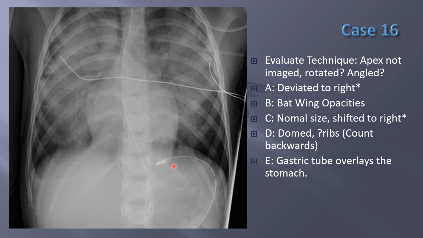Then I kind of know I'm in the right place. If I don't hear it here, but maybe I hear it here, that means the tube may have gone down the right main stem. So you want to make sure you hear it over here, and of course get an X-ray, or what's called a KUB, which is a kidney, ureter, bladder X-ray. So it's like an abdominal X-ray down here, but sometimes you can see it on the chest X-ray. So this is a gastric tube that overlays the stomach. So that's an example of that.